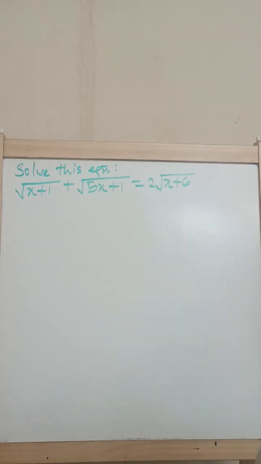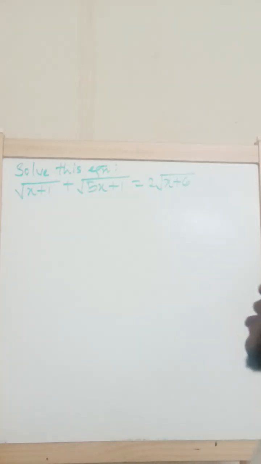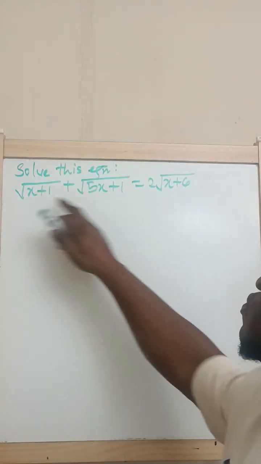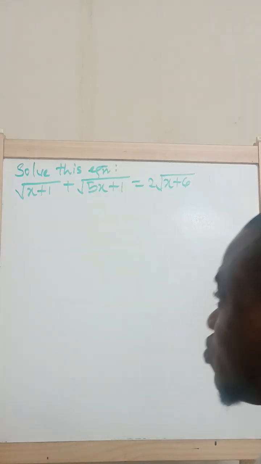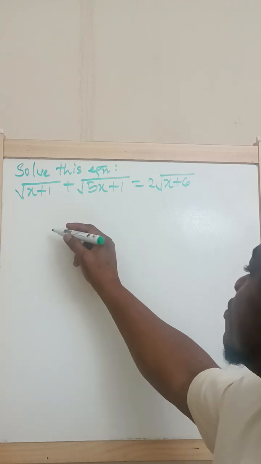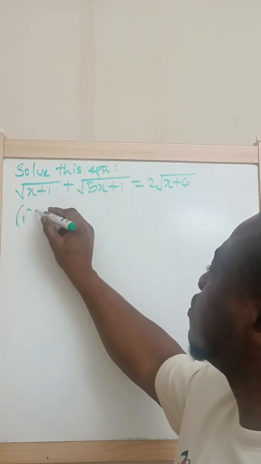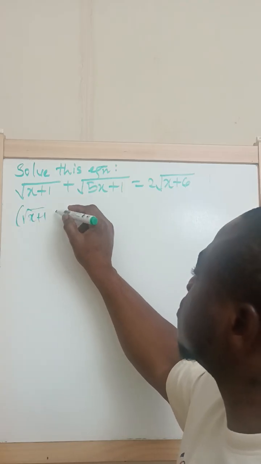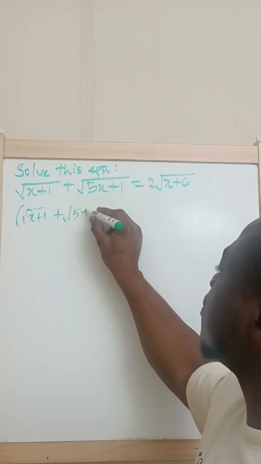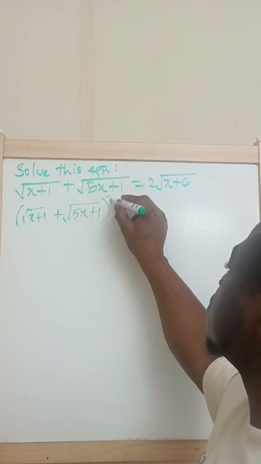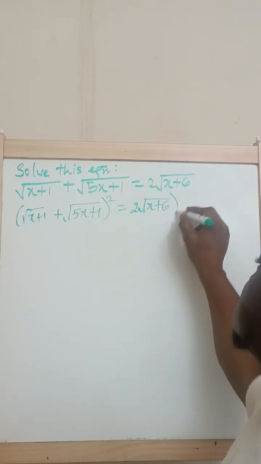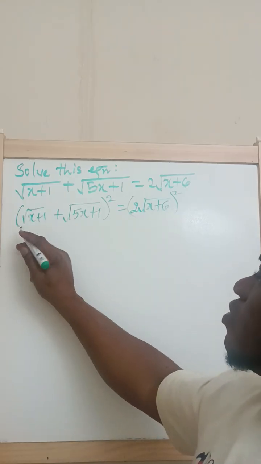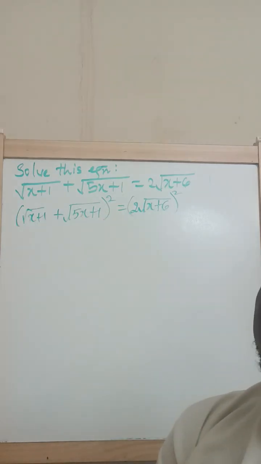So, this is an equation involving surds, and what we're going to do here is to square both sides of this equation. After squaring both sides, we're going to have the square of x plus 1 plus 5x plus 1, which equals the square of 2x plus 6. So when we square this, what are we going to have?